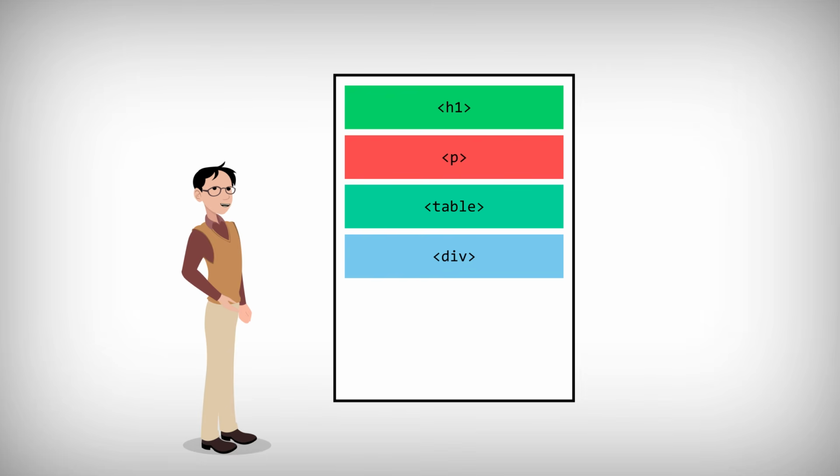Inline elements only take up as much space as necessary. Examples of these are hyperlinks, images, buttons, and span elements.